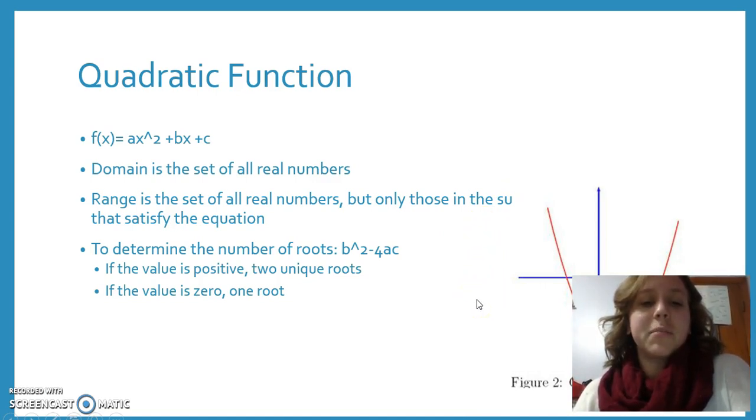Then they also determine the number of roots using b squared minus 4ac. If the value is positive, there are 2 unique roots. If the value is 0, there's only 1 root.